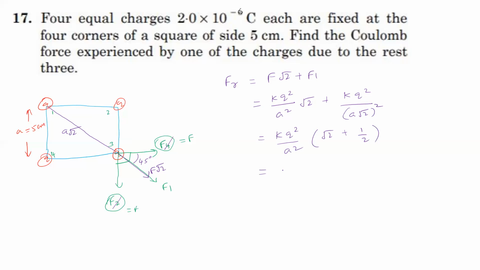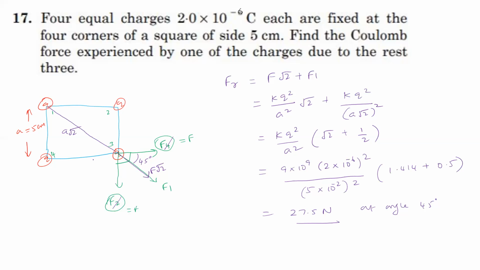Now we are going to substitute the values of all the factors. K value is 9 into 10 power 9. Q is given as 2 into 10 power minus 6, whole square, divided by a, the side length given as 5 centimeter, converted into meter, 5 into 10 power minus 2 meter, whole square. Into root 2 is 1.414 we take, plus 1 by 2 we take as 0.5. By simplifying all this, we will get the answer as 27.5 Newton, making an angle of 45 degrees with the line joining 4 and 3.